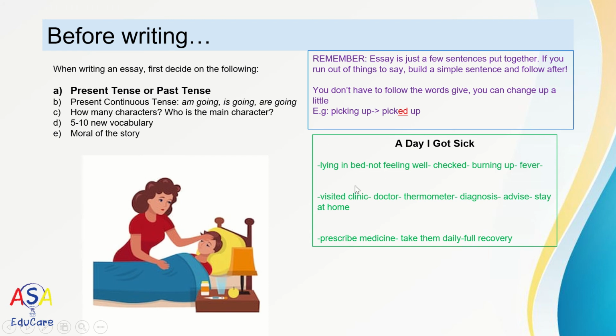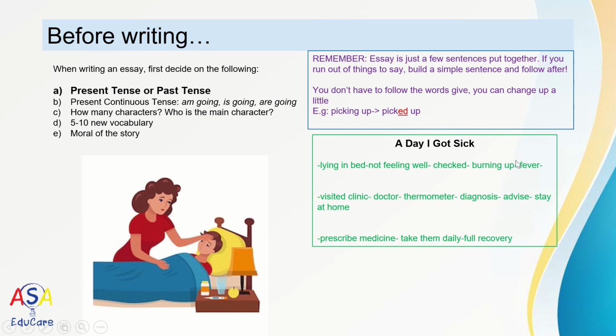Oh yes. So these are the words given. Okay, for this essay, a day I got sick. You guys better not be sick for this whole 14 days, please. Okay, 照顾自己. There are 3 parts. First paragraph, second paragraph, third paragraph. Okay, for example, picking up 正在捡起 picked up 已经捡起 okay, so these kind of small things I'm not changing the word, I'm just changing the tenses. Okay, from present continuous tense become past tense. There's no problem in doing this as long as it makes sense. Okay, first paragraph here, second paragraph here, third paragraph here.